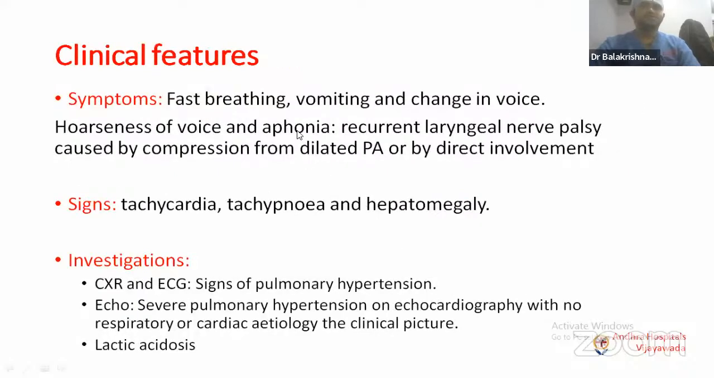So as you see clinical symptoms, fast breathing, vomiting, and change in the voice. Because of the paralysis in the GIT, that will lead to vomiting. And along with the change in the voice, fast breathing, the hoarseness of voice is because of recurrent laryngeal nerve palsy caused by the compression from the dilated PA or by dilated involvement because of cardiomegaly. So signs will be tachycardia, tachypnea. And investigations wise, you don't see much. If there are signs of pulmonary hypertension, usually the lung will not be plethoric, it will be oligemic.